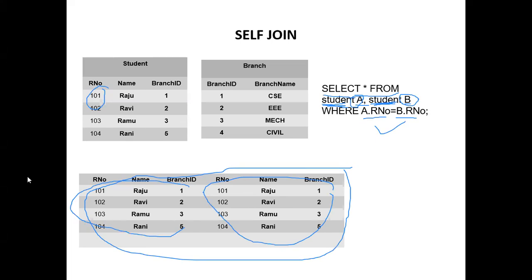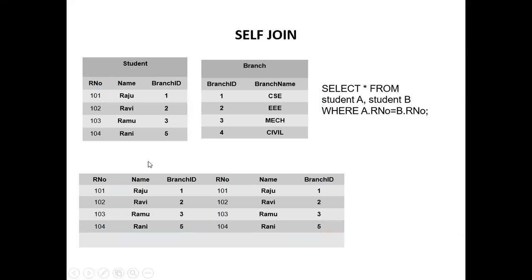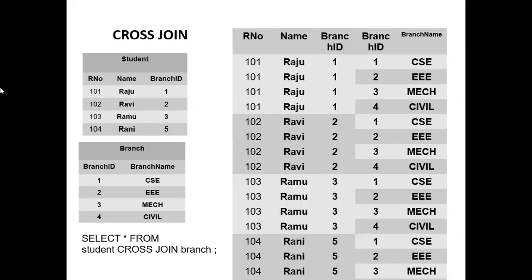Then finally we have the next join, which is the cross join. In a cross join, we perform the cross product between two tables and join the records based on that. For executing a cross join between any two tables, we need to use the command cross join. Here it is a cross join between the student table and the branch table. In this join, we need to select all the columns from both the tables.